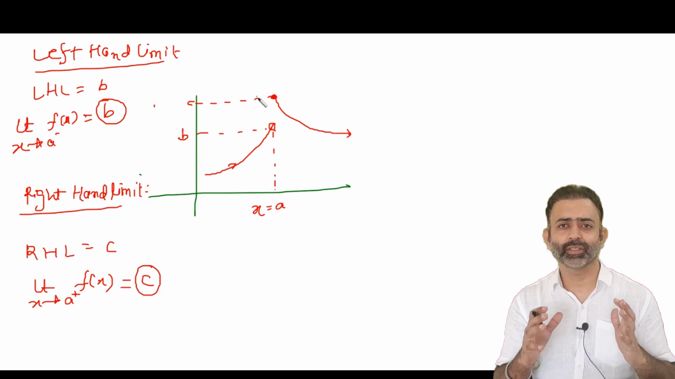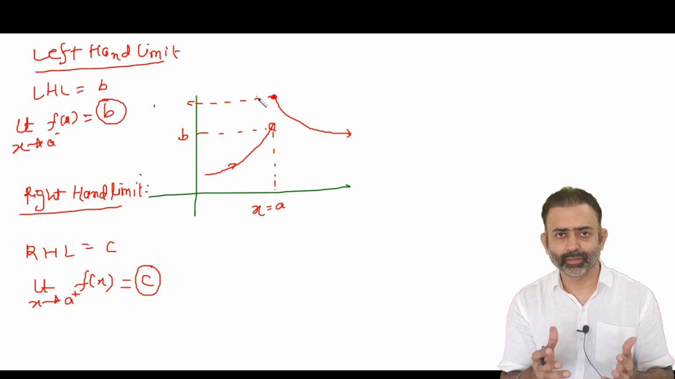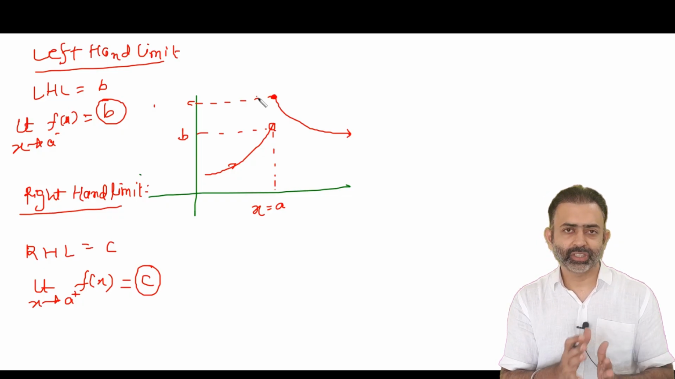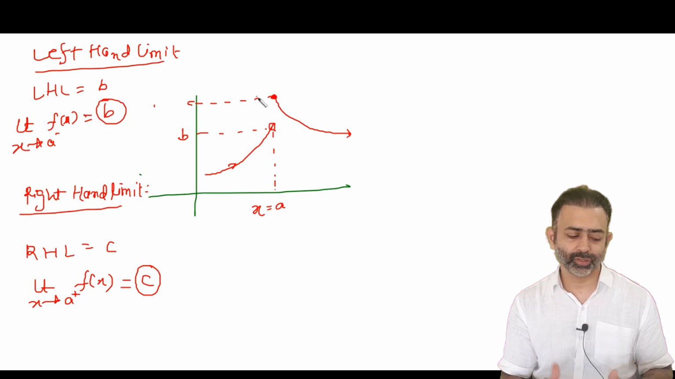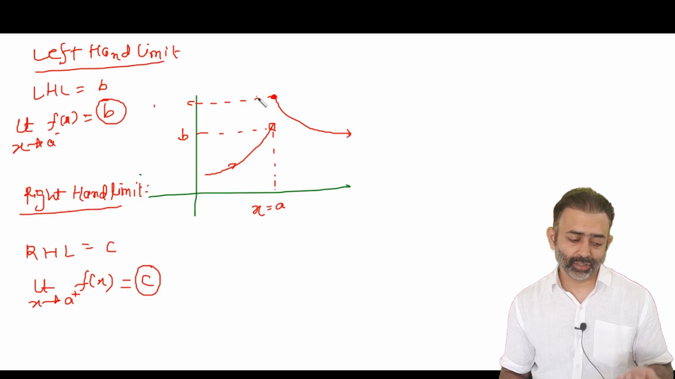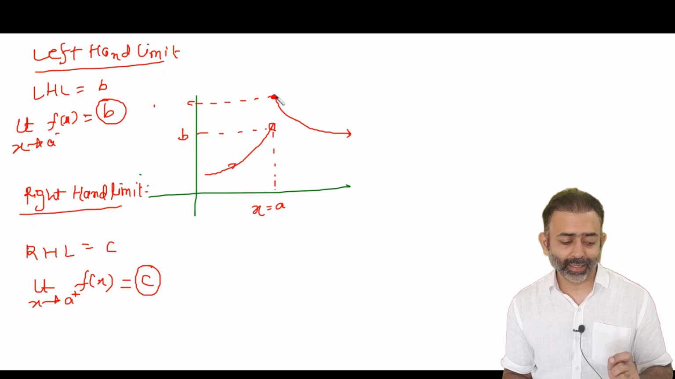So limits are just a method which gives you an idea whether there is a break in the graph or not. Right? So this is one type of break in which the value of the function at x equal to A is jumped to the value C.